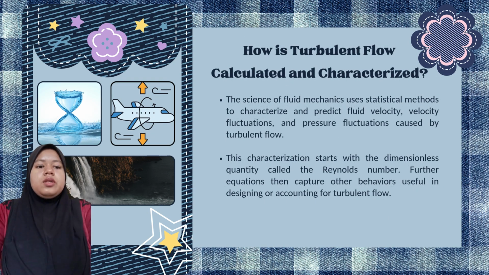So, how is turbulent flow calculated and characterized? The science of fluid mechanics uses statistical methods to characterize and predict fluid velocity fluctuation and pressure fluctuation caused by turbulent flow. This characterization starts with the dimensionless quantity called the Reynolds number, an equation that captures behavior useful in designing or accounting for turbulent flow.